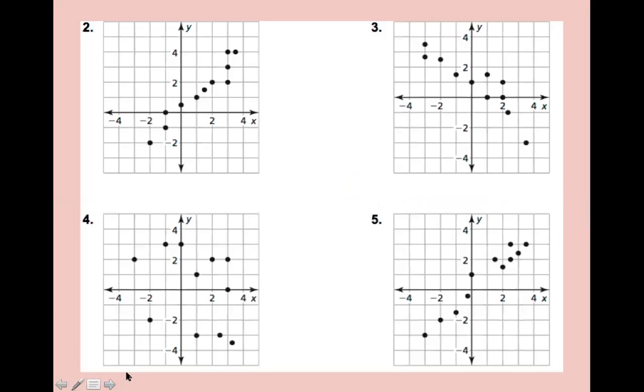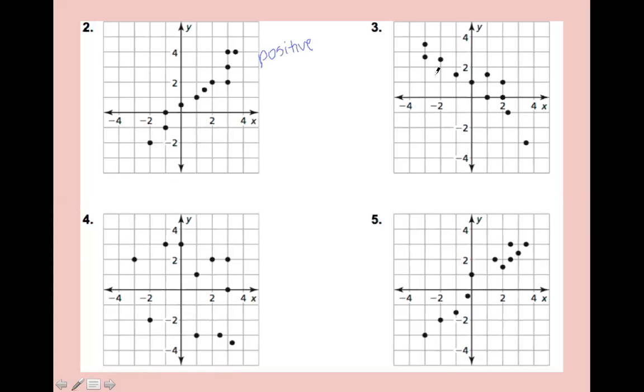So on the next part, this is questions 2 through 4. The question says, tell whether X and Y show a positive, a negative, or no correlation. So if I look at question number 2 here, I can see a somewhat upward trend. It's not particularly strong, but it does look like it has a positive correlation. As my X values increase, so do my Y values. So that looks like a positive correlation.